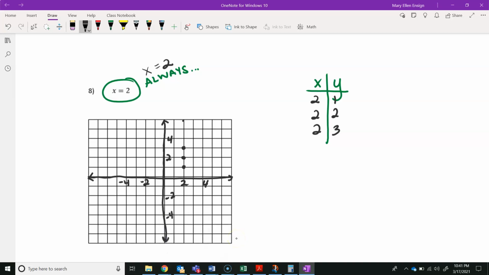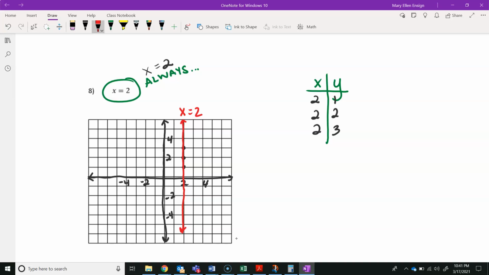I'm going to do this in red so we can distinguish it from the axes. I'm getting this vertical line at x equals 2. Every point on this line has an x value of 2. No matter what the y is. So when you have x equals a number or y equals a number, it's always going to be either a horizontal or vertical line.